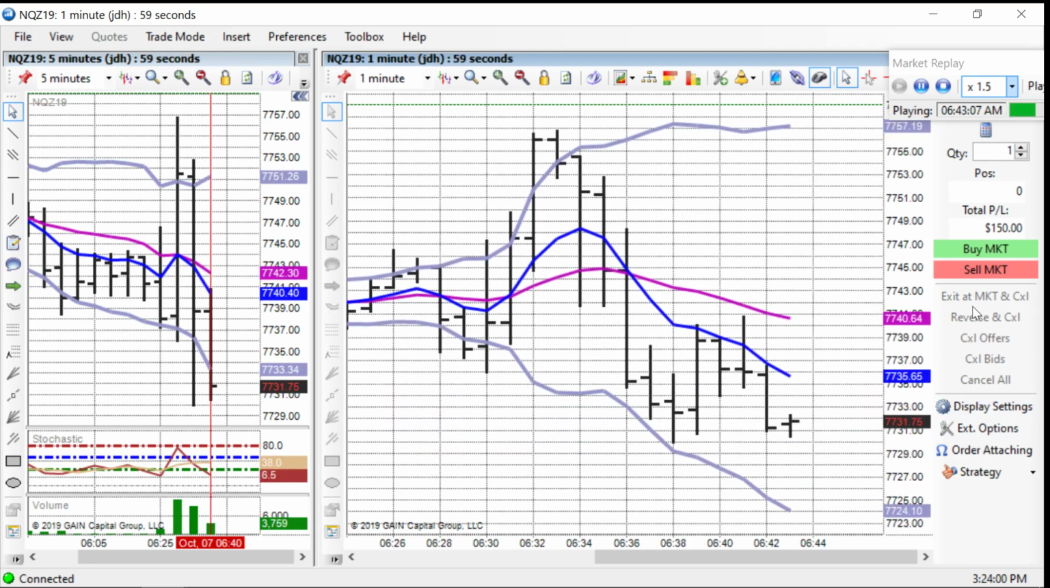Anytime you're unsure, you can always exit out of a trade with this quick little feature right here. The exit at market and cancel button makes it really easy, if you get into a situation where you're not too sure about it, to just exit the trade. I try to get out with at least some profit, even if I make a mistake.